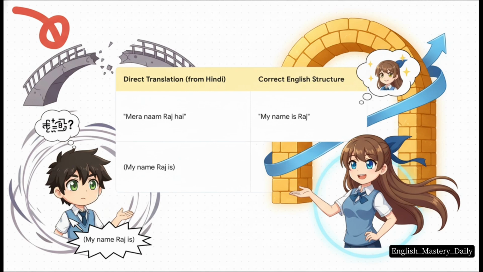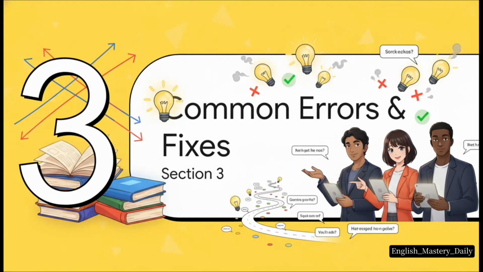In Hindi, you'd say, "Mera naam Raj hai." If you translate that word for word, you get, "My name Raj is." You can immediately see how the word order is all wrong for English. The goal is to think the thought from the very beginning as "My name is Raj." Okay, now for the fun part, the really practical stuff. We are going to walk through some of the most common mistakes one by one, see why they happen, and I'll give you the correct native version that you can start using literally today.